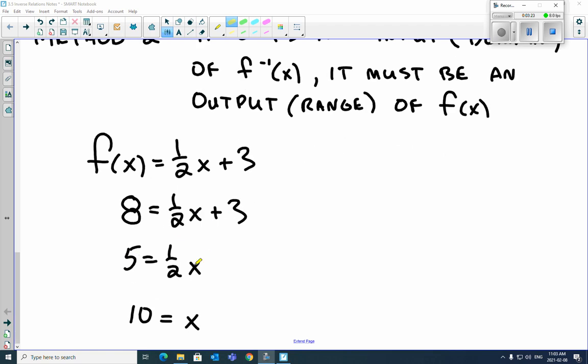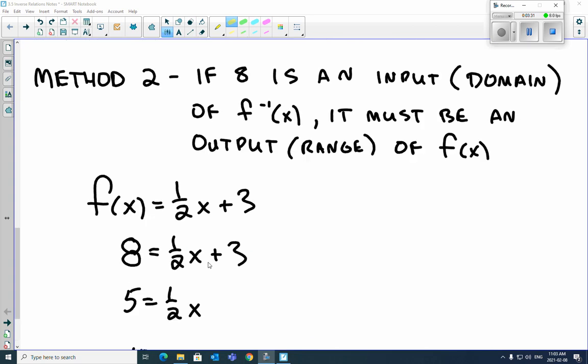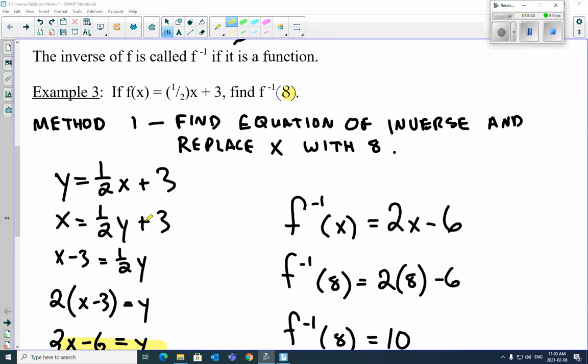And then we do all the math, and we find out x equals 10. So it's quite a bit shorter, but you really have to understand about inputs and outputs, or domain and range, when you're dealing with that. Okay? So probably the best method is to switch the x's and the y's, do all the math, rearrange it, and then do the math that way.